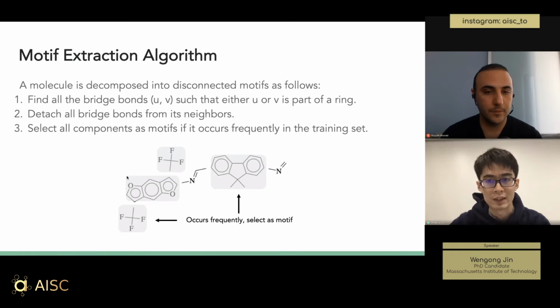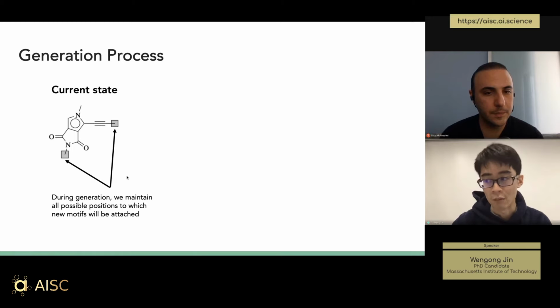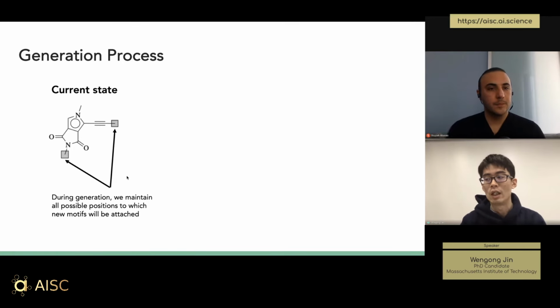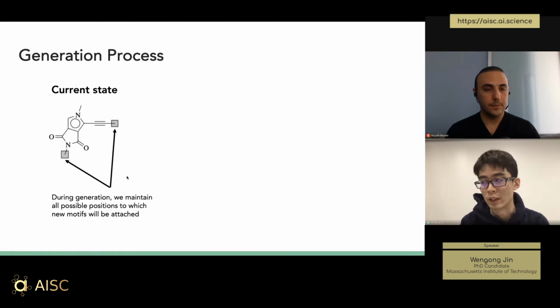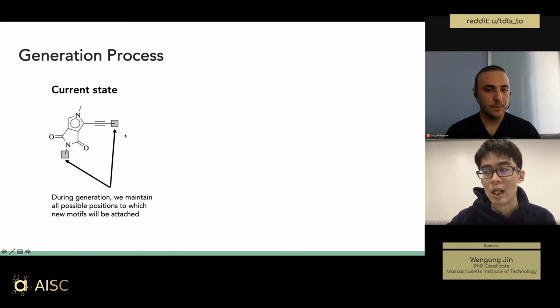So now let me talk more on our encoder decoder architecture. This is the majority of where the deep learning stuff comes from. Just to help you understand our architecture design, let me briefly go through our generation process. During generation, our model is autoregressive. In each step, it will try to expand the molecule by one motif. And during generation, we will maintain all possible positions to which new motifs will be attached. As you can see, these are highlighted by these gray boxes in the figure.